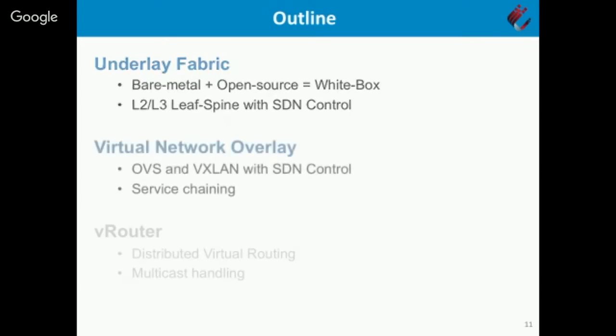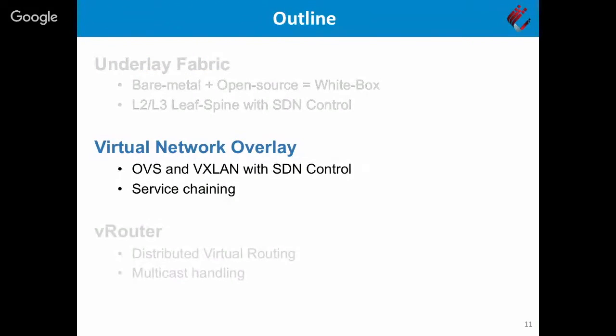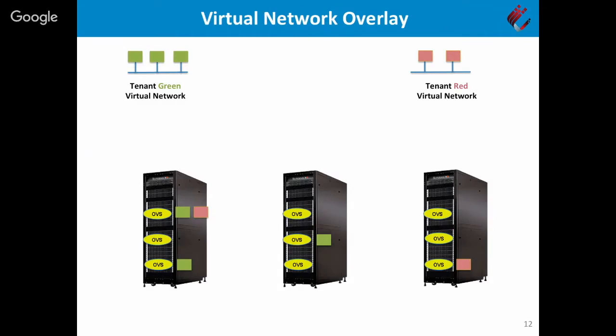Okay, so now let me talk about what comes on top of this. That's the virtual network overlay piece. And as I mentioned before, it comes with OVS and VXLAN and with SDN control. And this is where we do service composition, service chaining. So how do we do that?